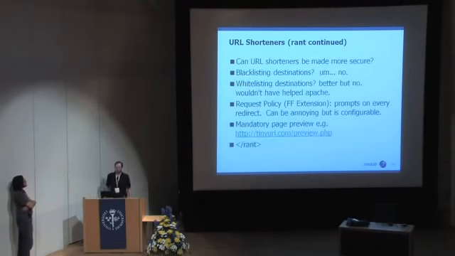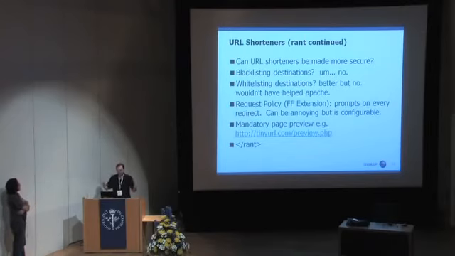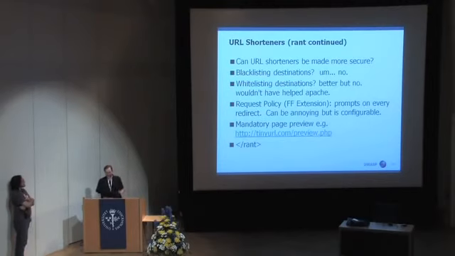So the question is, can URL shorteners be made more secure? Well, can you do some sort of blacklisting with them? No, if you think about it, that's never going to work. What about whitelisting? It's certainly better than blacklisting, but still going to be very difficult to do. What about if a URL shortener service. Well, outside of the URL shortener service, one thing you can do as a user to become more secure is to use something like the RequestPolicy Firefox extension, which will prompt on every single redirect by default.